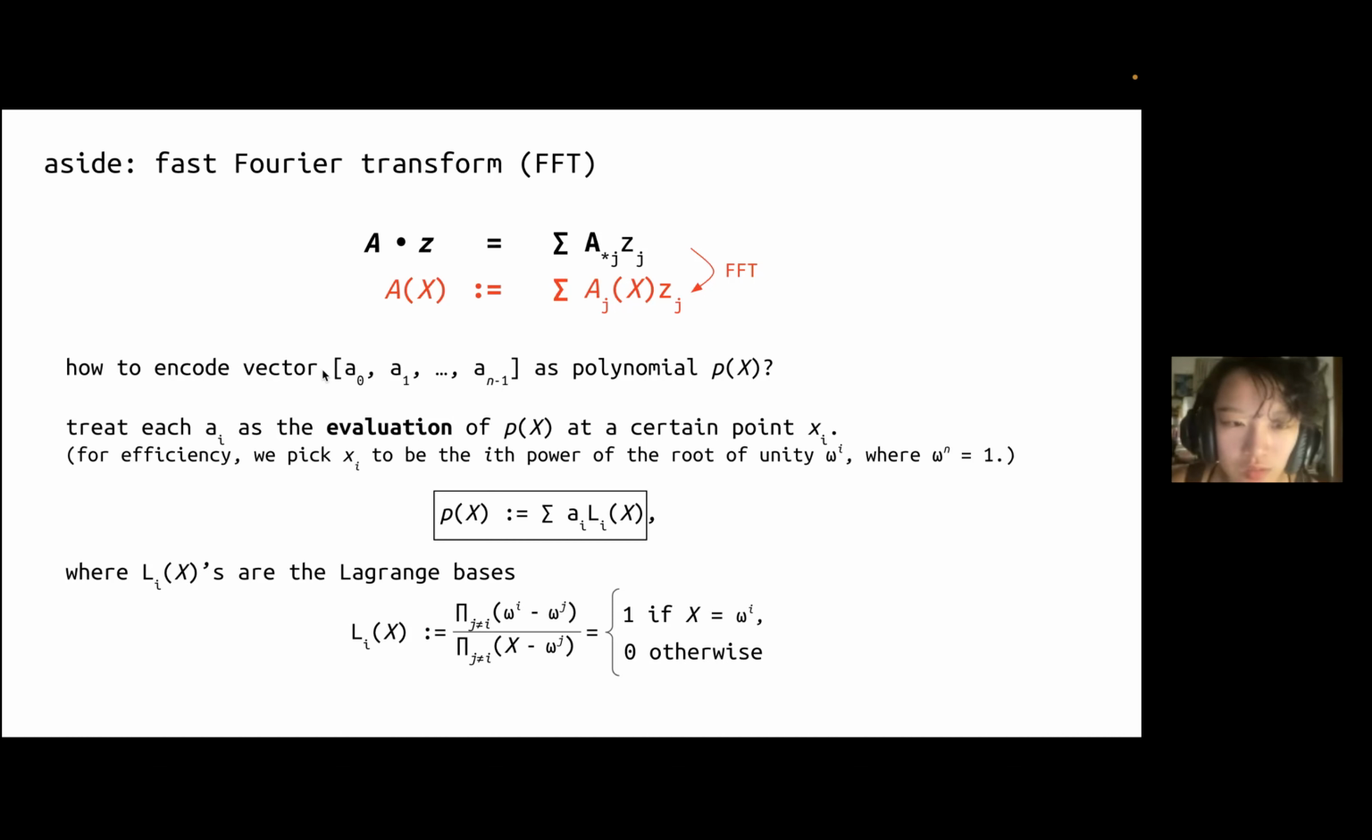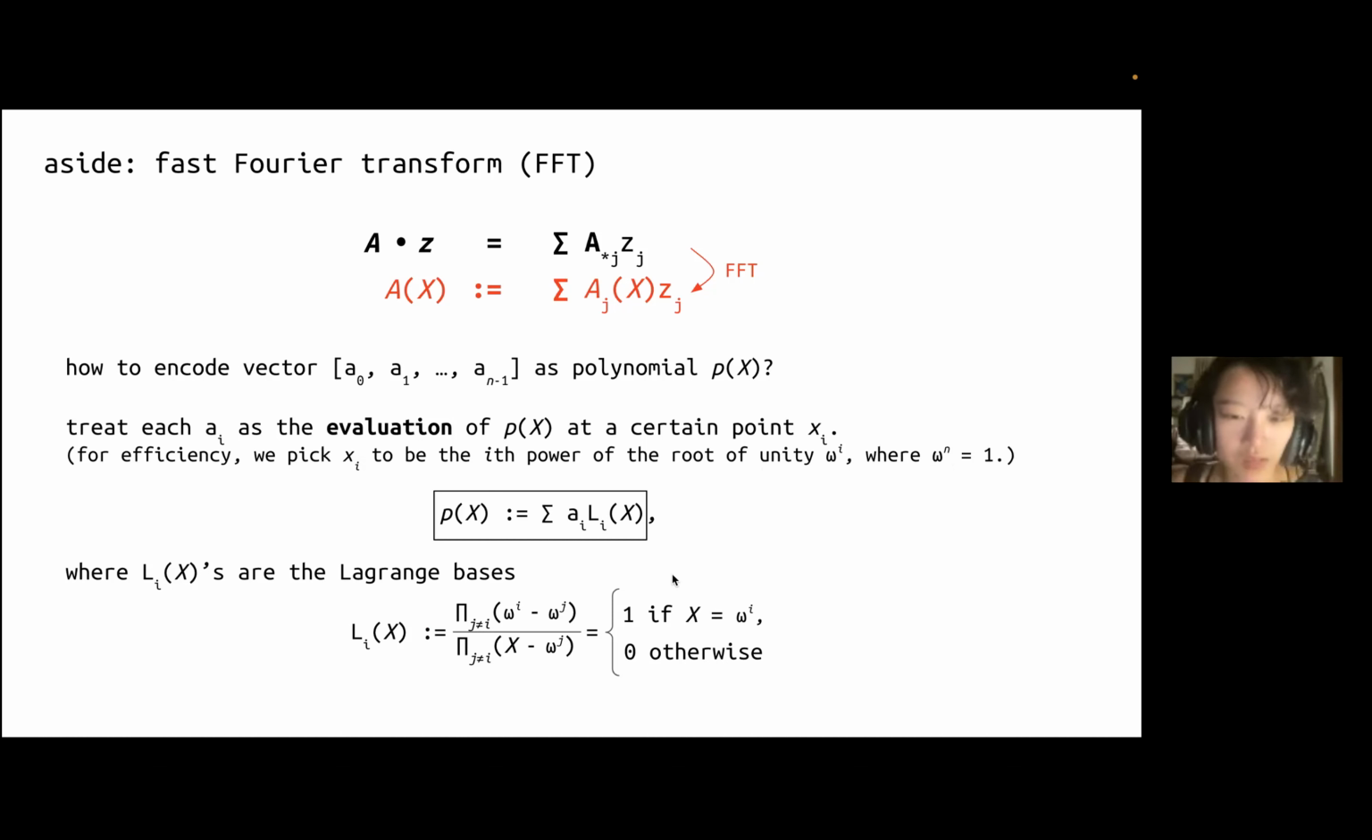So the trick is to think of these column values as the evaluations of a certain polynomial. So let's say A0 is the evaluation at x0, A1 is the evaluation at x1, and so on. This is the polynomial we want to construct. And for efficiency, for the fast Fourier transform, we pick these evaluation points to be the powers of some root of unity. So this is just an optimization.